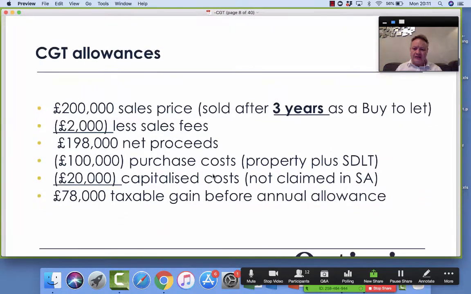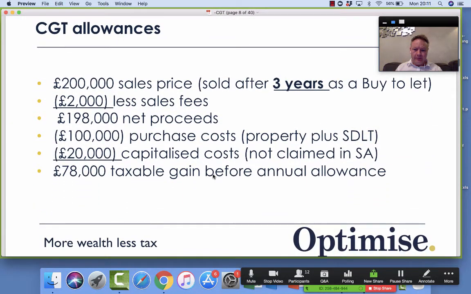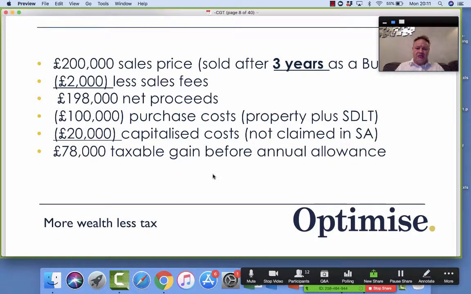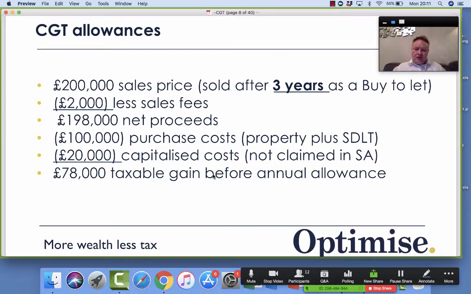But I do think that capital gains tax is an option, and I'm going to go through some of the things that just give you a bit of an idea of how capital gains tax really works. And I'm going to look at a basic example for you here. So this is a property that is 200,000 sales price, sold after 3 years, and it was a buy-to-let throughout the period. Now you might have sales fees. So sales fees could be estate agency fees, legal, solicitors, etc. And then your net proceeds out of that is 198,000.